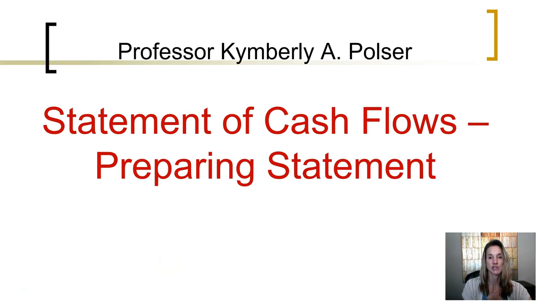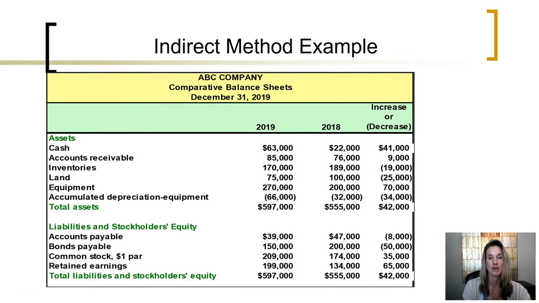This video will discuss the overall preparation of a full statement of cash flows using the indirect method. In order to prepare the statement of cash flows, we need to use an income statement for the company for the year. In addition to that, we need the current year's balance sheet as well as last year's balance sheet. So here we are seeing ABC Company's comparative balance sheets for last year, 2018, and the current year, 2019.